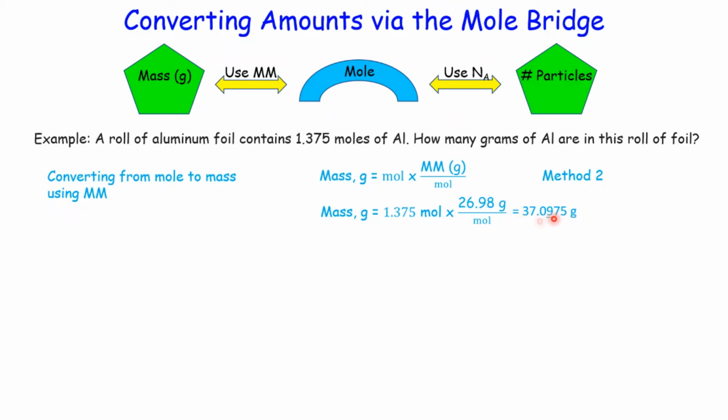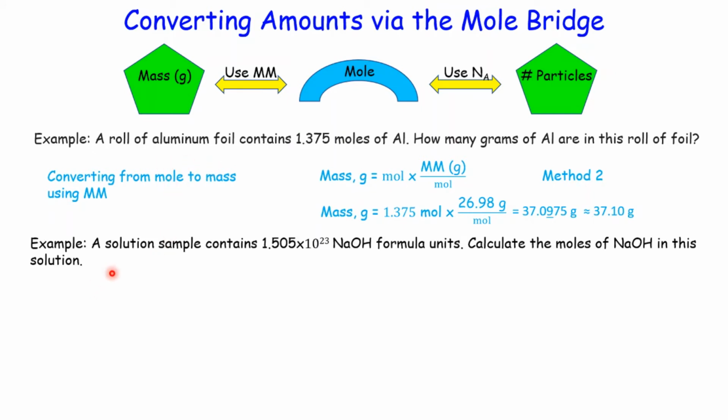Your calculator most likely would give you this number, but if you look at the question, the sig figs should be 4. So therefore, let me underline the last digit. So 7 is actually greater than 5. Therefore, this will be rounded up to 37.10 grams. Okay? That's for this question. Now let's look at another one.